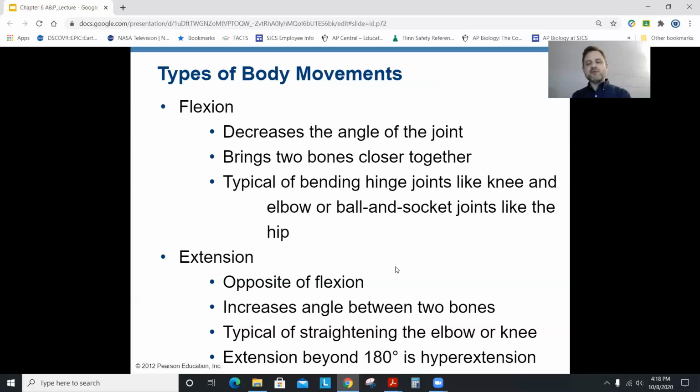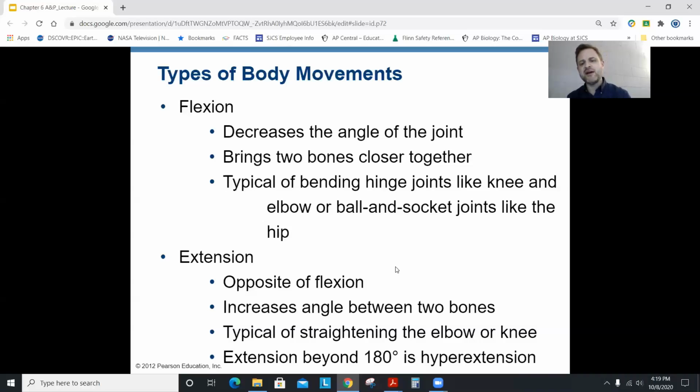Okay, types of body movement. This is pretty simple, but there's a bunch of them. So let's just go through them one at a time. Flexion versus extension. Flexion and extension are opposites. Flexing a joint is decreasing the angle of that joint. So if I said to flex your elbow, this is flexing your elbow because I'm decreasing the angle of that joint. Typically, it brings 2 bones closer together.